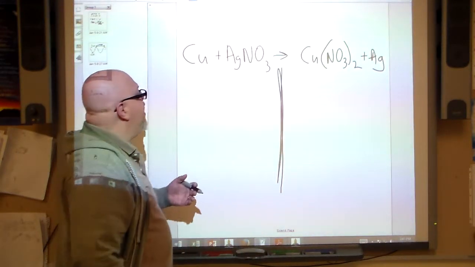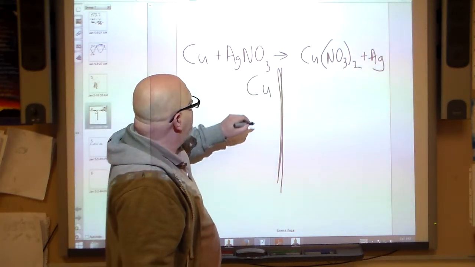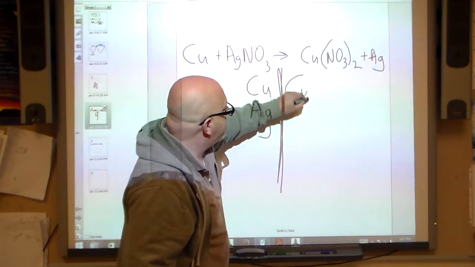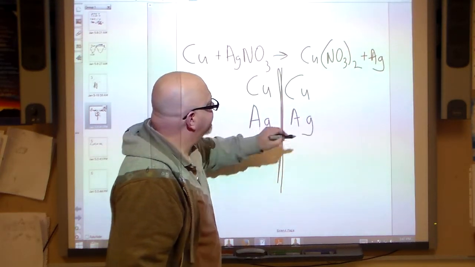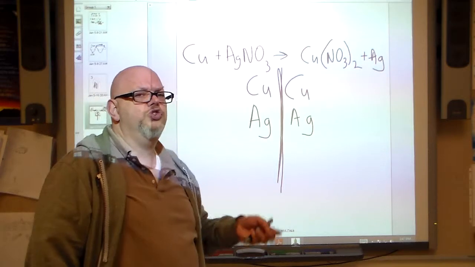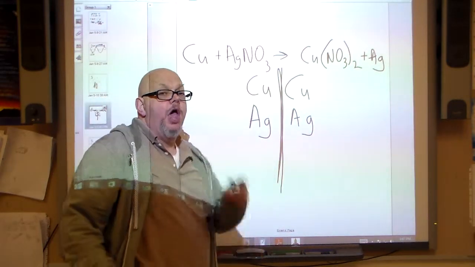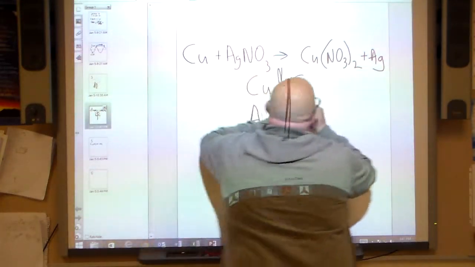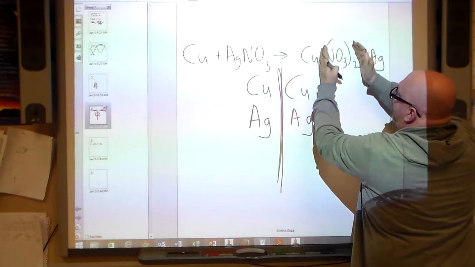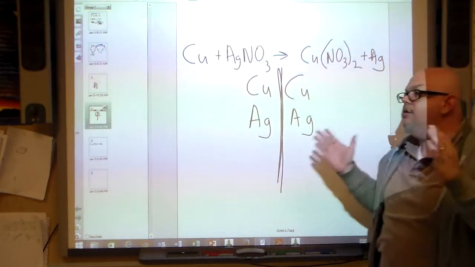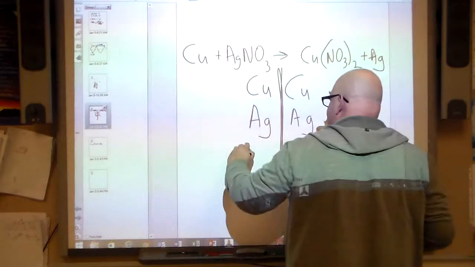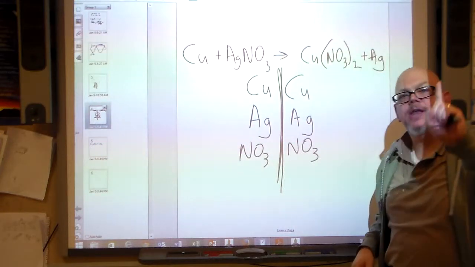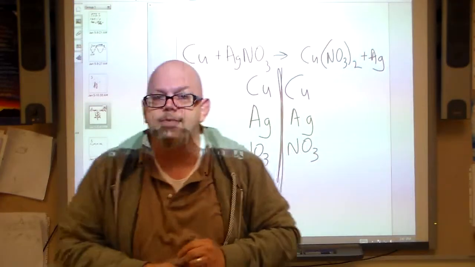So what are my players that I have here? Well, I have copper, I have silver, and I would do the same on the other side, copper and silver. Now, do I have to separate the nitrogen and the oxygen, the 3 oxygens? No, I don't. Here's why. Because I have the NO3 here, and on the product side, I also have the NO3 there. So I don't have to worry about that. I can take the NO3s as an item. They're BFF. Think about it that way.